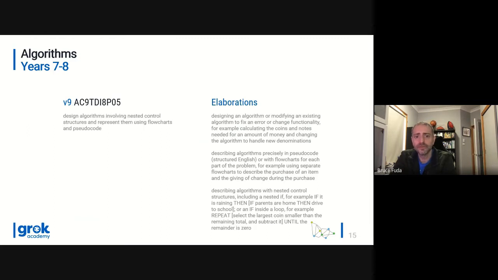The elaborations that I've pulled out here are specifically around that nested control structures aspect of algorithms. You can see down here, in the first one, we've got the idea of thinking about how you would modify an algorithm. So you can see there the one about calculating coins and notes and then changing it to handle new denominations. We want students to be able to modify, not necessarily always come up with their own.